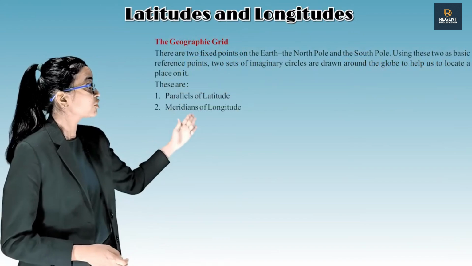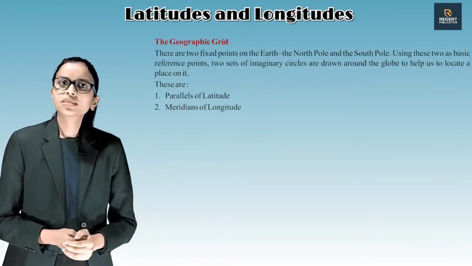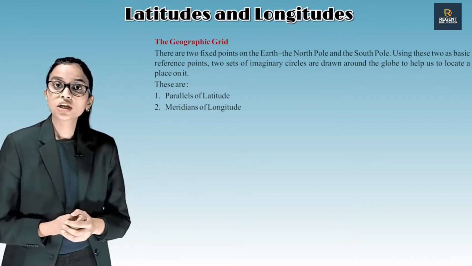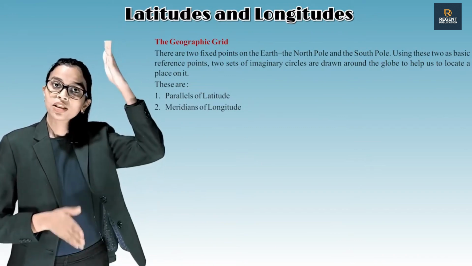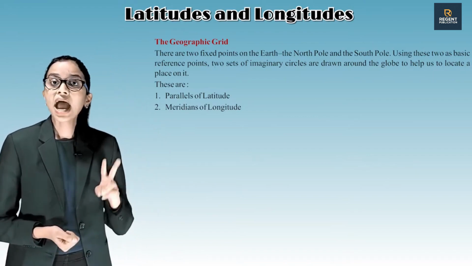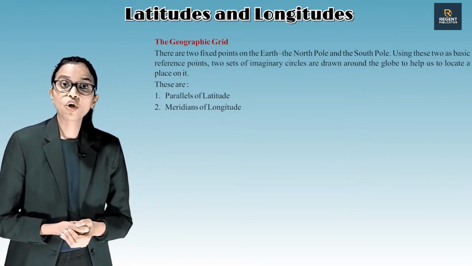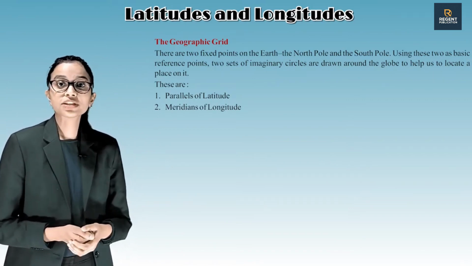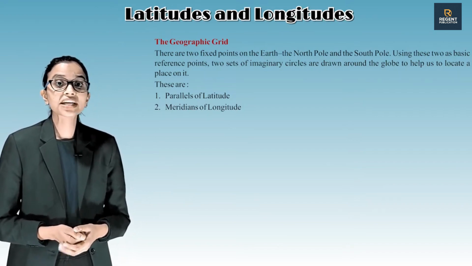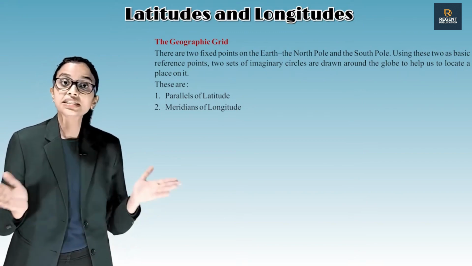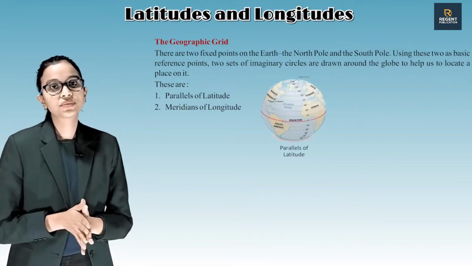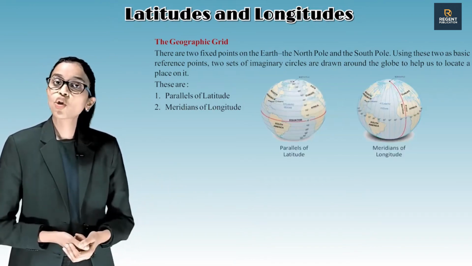The geographical grid. There are two fixed points on the earth, the North Pole and the South Pole. Using these two as basic reference points, two sets of imaginary circles are drawn around the globe to help us locate a place on it. These are parallels of latitude and meridians of longitude.